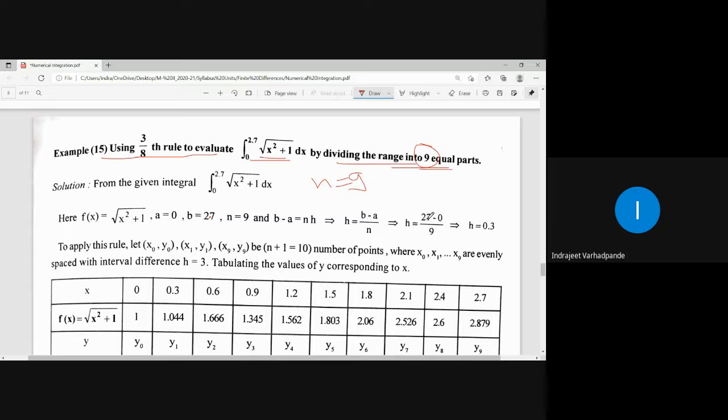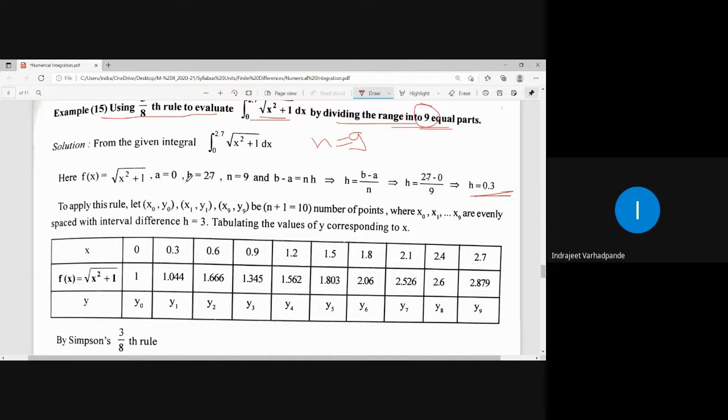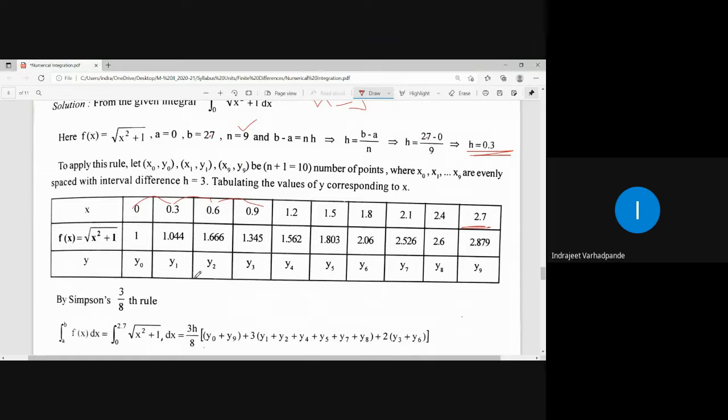So 2.7 minus 0 upon 9, h comes out to be 0.3. b minus a is equal to nh, n is 9, they have told you. If it is not given, then by default take n as 6. And h comes out to be 0.3. So 0 plus 0.3, 0.3 plus 0.3, 0.6 plus 0.3, and so on. This will go up to 2.7. So the total number of observations here is 10. n is 9, so the total number of observations is 10. 0, 1, 2, 3 up to 9 means 10.